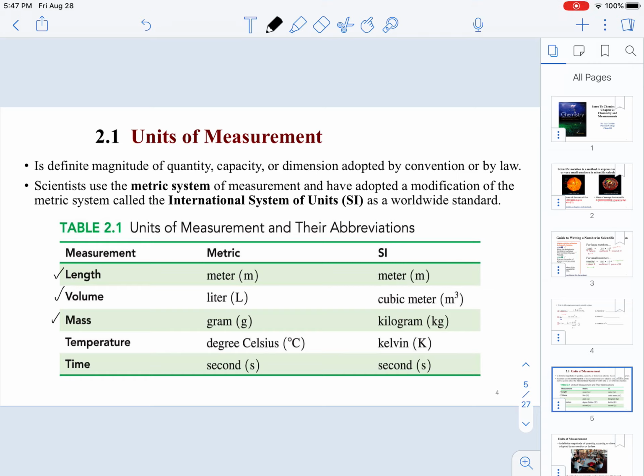As you can see, the abbreviation is the letter G, and in the SI system, we have kilograms, which the abbreviation is kg. Next, we have temperature, which in the metric system, the unit is degrees Celsius, while in the SI system, it is Kelvin, and it is a capital K. And lastly, we have for the measurement of time, both in the metric system and in the SI system, the unit of seconds, and the abbreviation is the letter S.